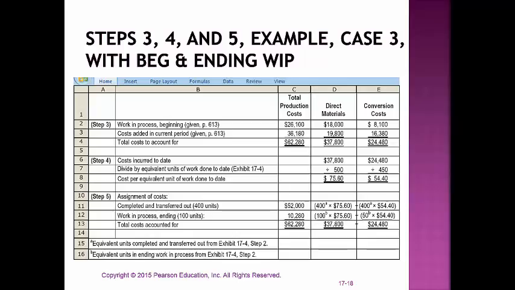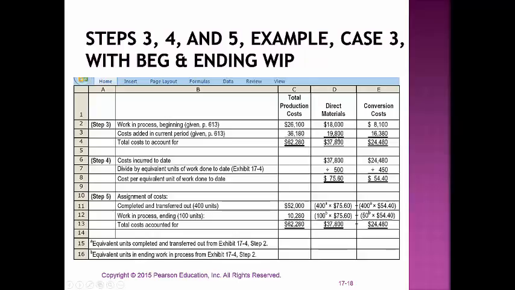Recall that this is another period, and this is apparently March. We have added some additional cost in this period for the direct materials for the units that we started this month, some of which got completed, some of which are still work in process. And then we converted so many of them 100%, and so many of them up to 50%.